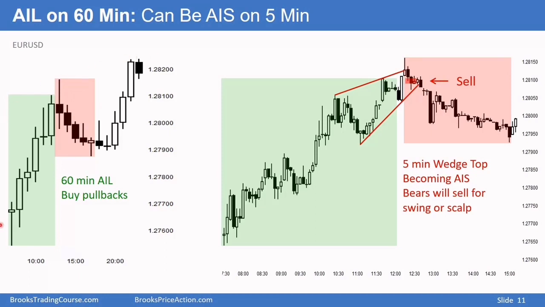In general, that's not how I trade. If I'm trading a 60-minute chart, I only make decisions based upon the 60-minute chart. And if I'm trading a 5-minute chart, I'm only interested in what's going on with the 5-minute chart.